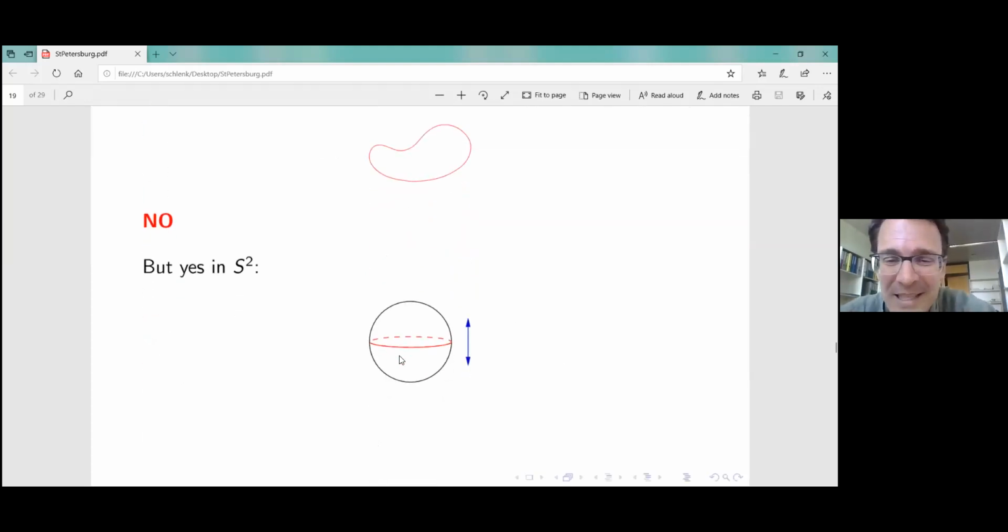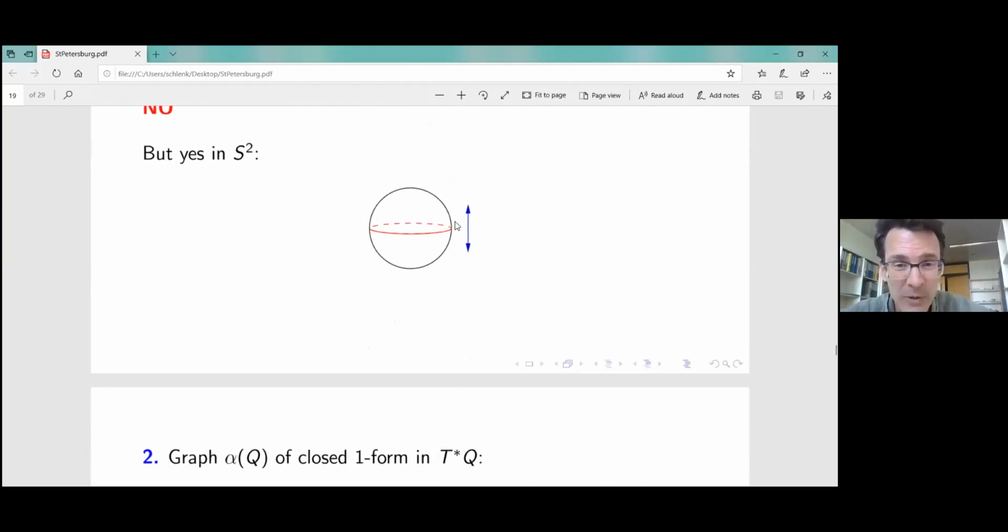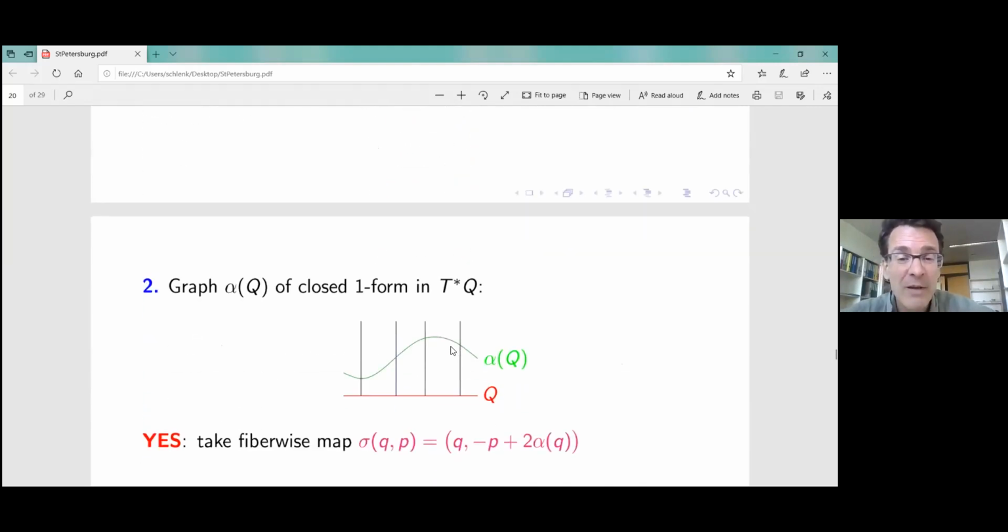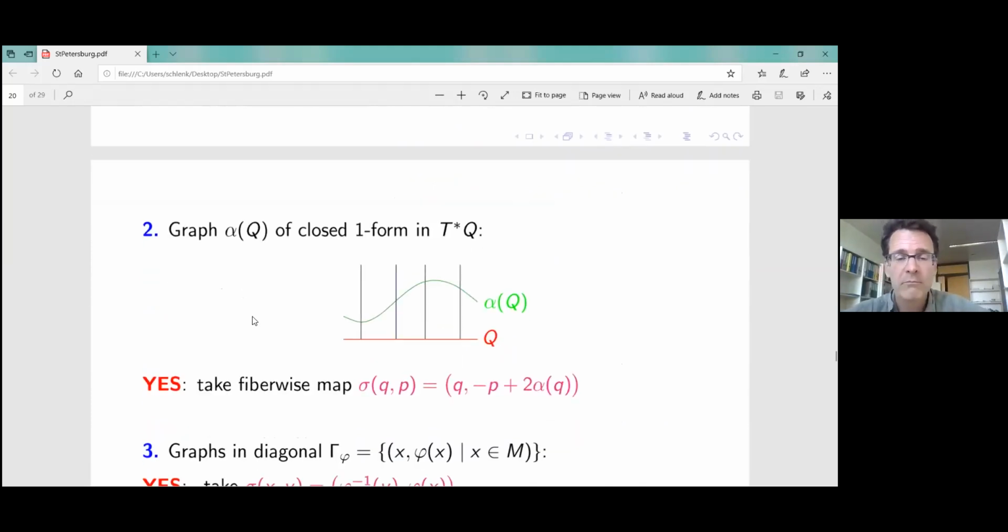But when you would put this curve in a monotone way into the sphere, then it of course works. You just flip, right? z goes to minus z. So here we have an example. So now let's go to these dynamically important things. So they are all real. I just give you the answer. You take for the graph of alpha, (q, alpha(q)), you just first map it down to the zero section, then you map (q, p) to (q, minus p), and then you conjugate back, and the outcome is this formula. So this works, and this is a symplectomorphism.